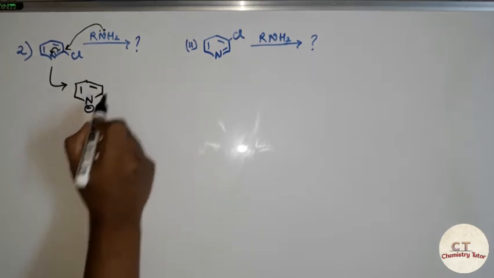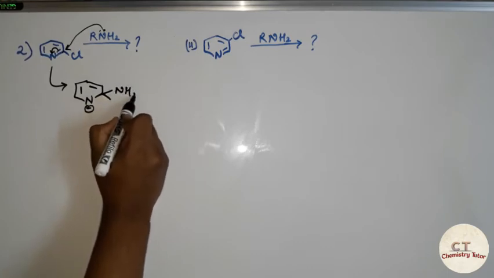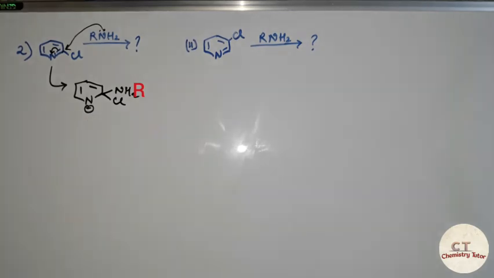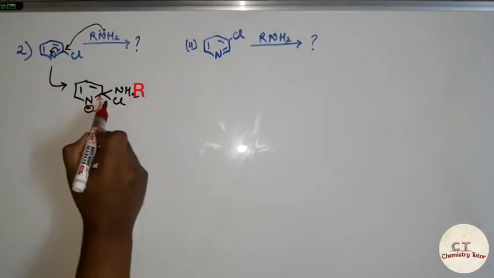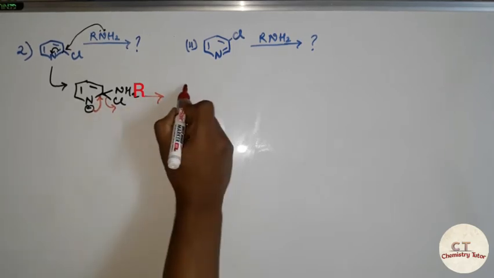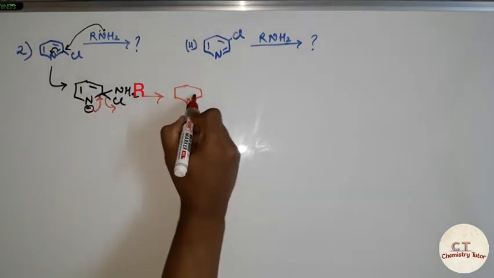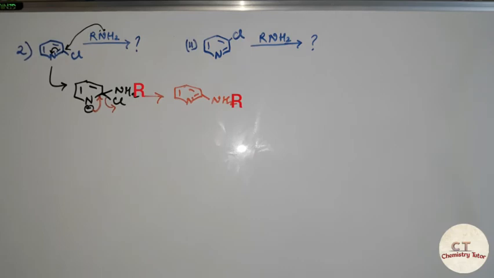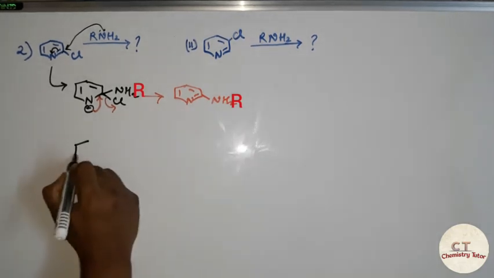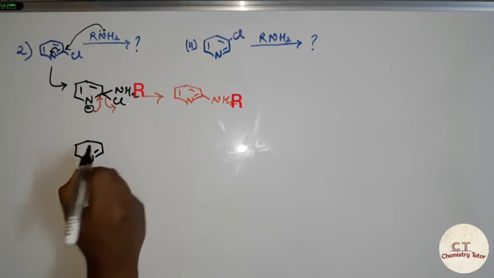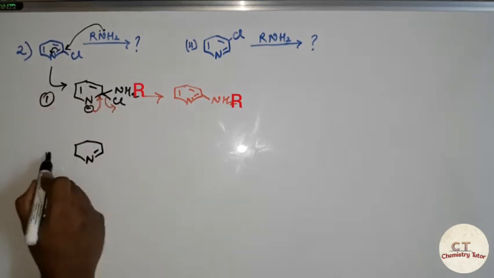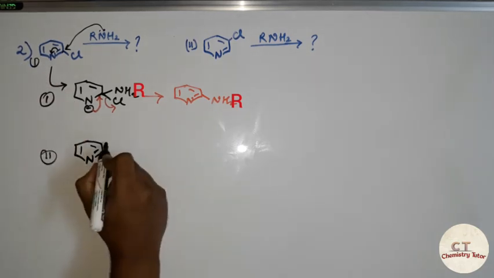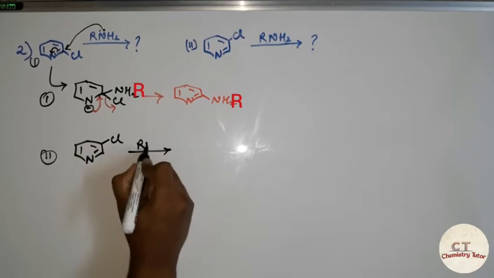This is going to be the intermediate formed in this reaction. And we know chlorine is a good leaving group, so in the next step this negative charge is going to come back here, and this chlorine will leave and it will give us this product, right? Now let us see the second case. In the second case, this one is 1, this one will be 2. It is 3-chloropyridine on reaction with an amine.